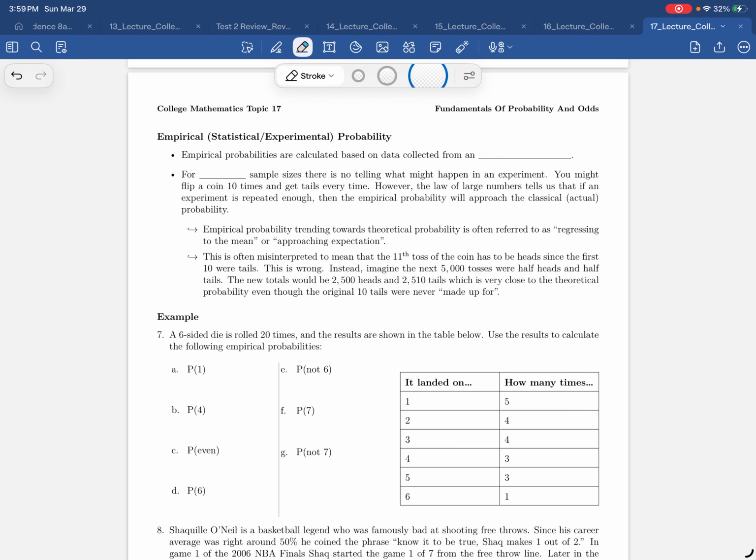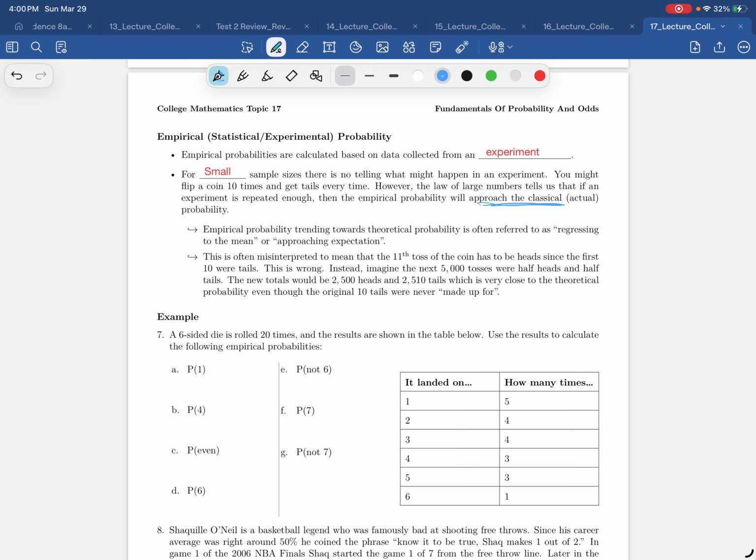The law of large numbers tells us that if an experiment's repeated enough times, then the empirical probability will approach the classical probability or the theoretical probability. Empirical probability trending towards theoretical is referred to as regression to the mean or approaching expectation. You've probably heard some people say that before, like, oh, they're regressing to the mean. It doesn't necessarily mean that they're doing more poorly. It just means that they're approaching what their true probability really is.